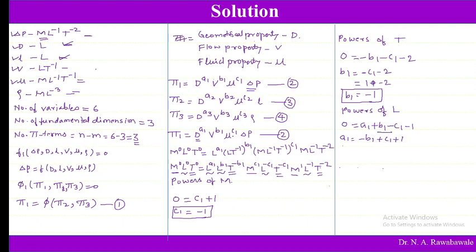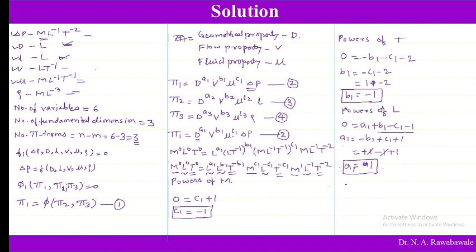So transferring these terms, b1, c1 and 1, to the right hand side, they change their sign: minus b1 plus c1 plus 1. So b1 value we know is minus 1, so minus of minus becomes plus 1. c1 value we know is minus 1, so minus 1 plus 1 gets cancelled. a1 is 1. So a1 value we get as 1.